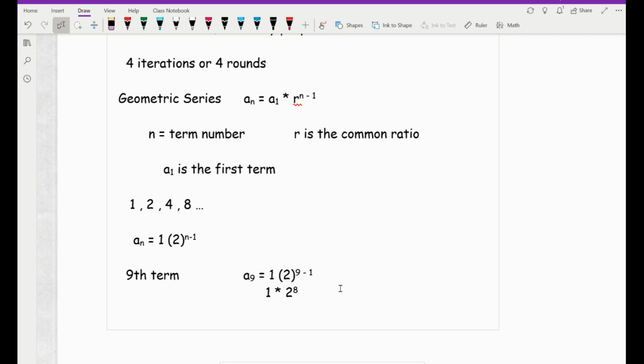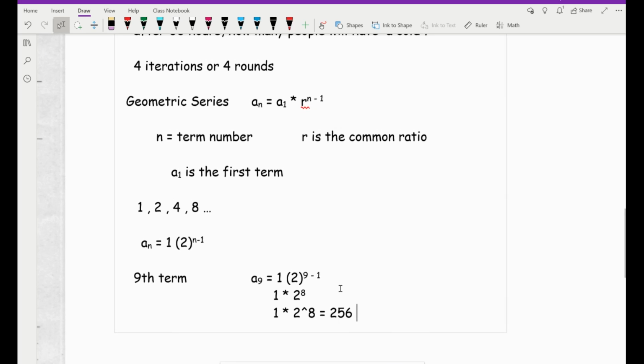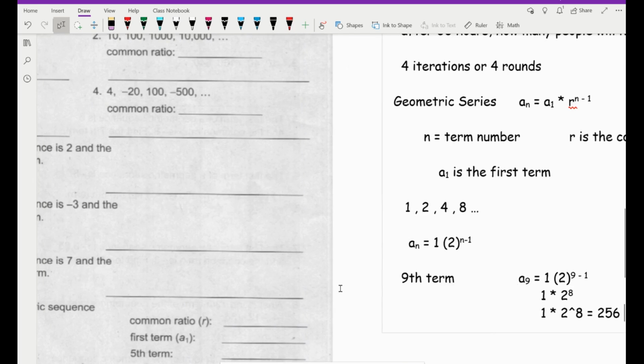And what would that be? Let's see, I'm going to cheat here. 1 times 2 to the 8th is 256. So there'll be 256 new infections by the 9th term. And this would be after, well, we don't know how many hours it takes for each person to catch a cold. Now let's look at the worksheets.